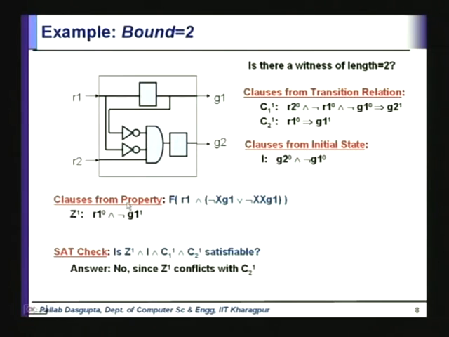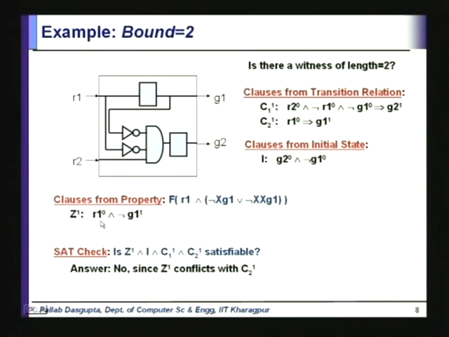Now, let us see what is the clause from the property. So, if we have to have a witness of length 2, which is the negation of the original property, then we need R1 in the first clock cycle and not G1 in the next clock cycle. This cannot be used because we are looking for witnesses of length 2 only. So, we write this as R1 0 and not of G1 1. Is that clear? So, that is the clause that is generated from the property.